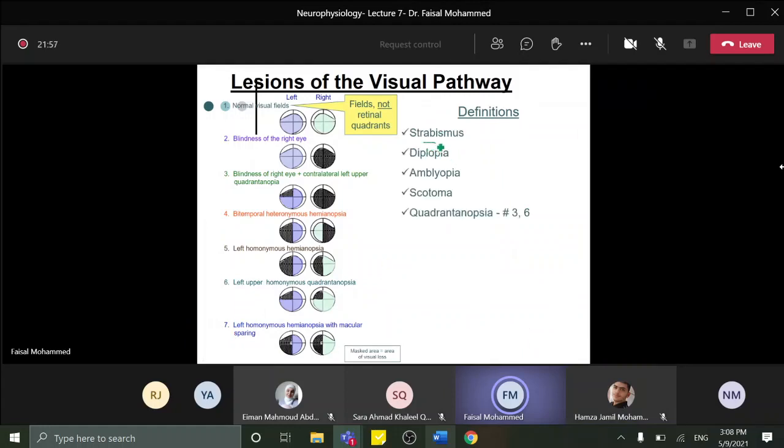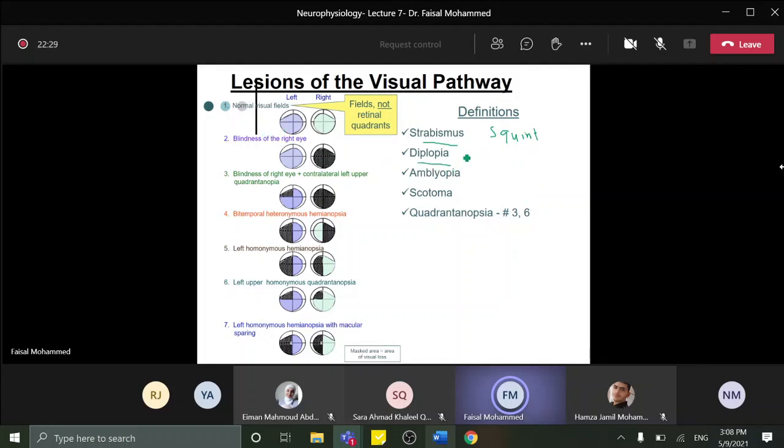حكينا الاسترابيزماس هو السكوينت، والسكوينت is different than اللي حكينا في الاي مثلا، بالاي اخذتوه بالاكسترا اوكولار ماسلز، اللاترال ريكتوس is supplied by the abducens nerve، فاذا الابدوسنس خرب ممكن يصير عنده lateral استرابيزماس lateral سكوينت بعضهم من السكوينت، فالسكوينت is different from these things.